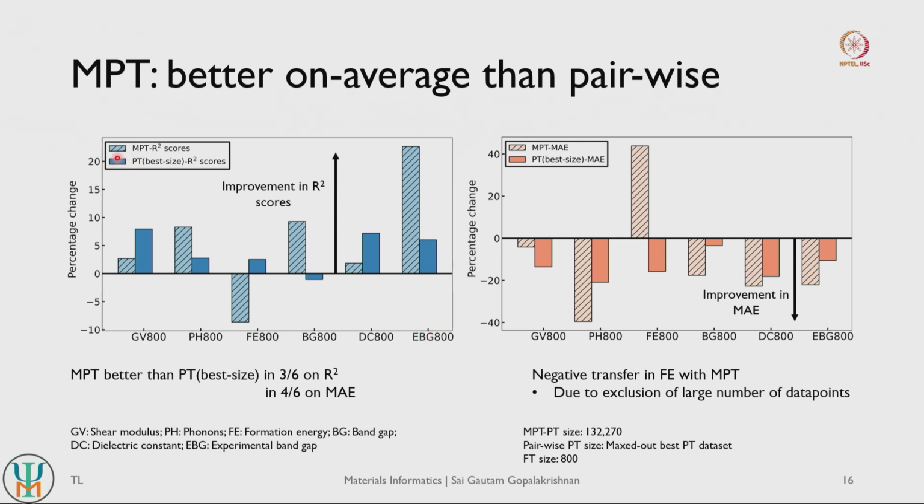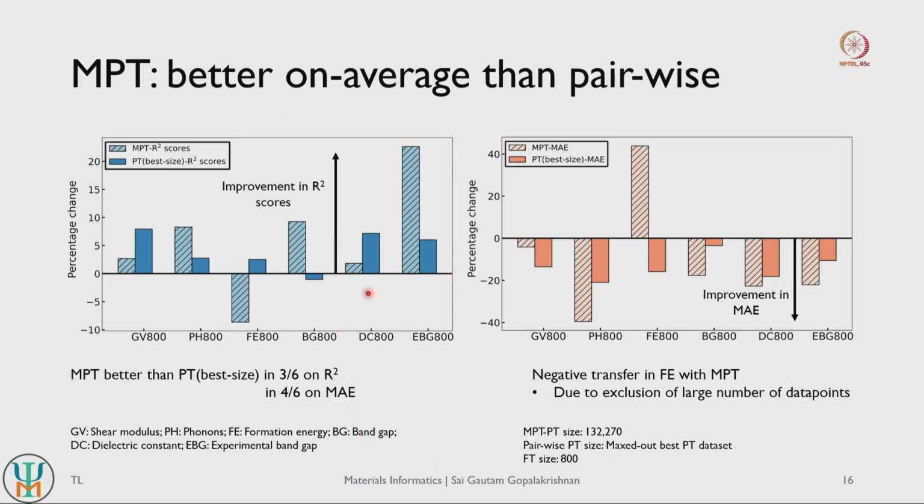Whereas in the case of pairwise models, we just took the model that gave us the best performance, right. So whichever property during pre-training gave the best performance, we basically took that model and then fine tuned it on our shear modulus, phonon frequencies and so on. So among the 42 different models, we are basically taking the best possible pairwise transfer models here, right.